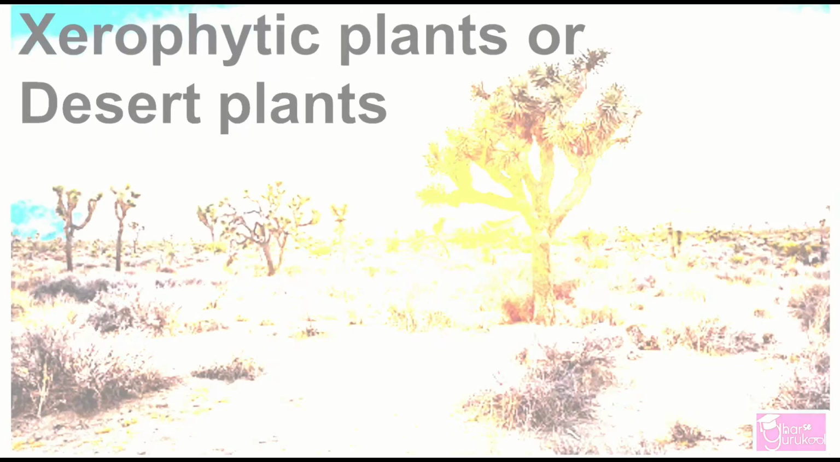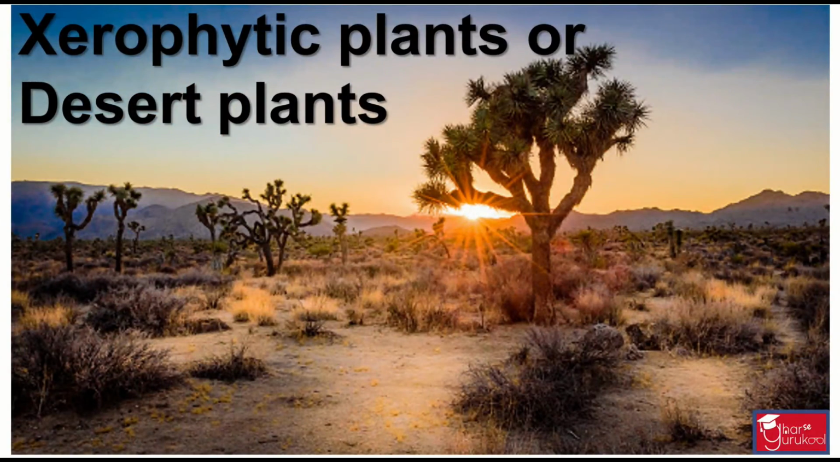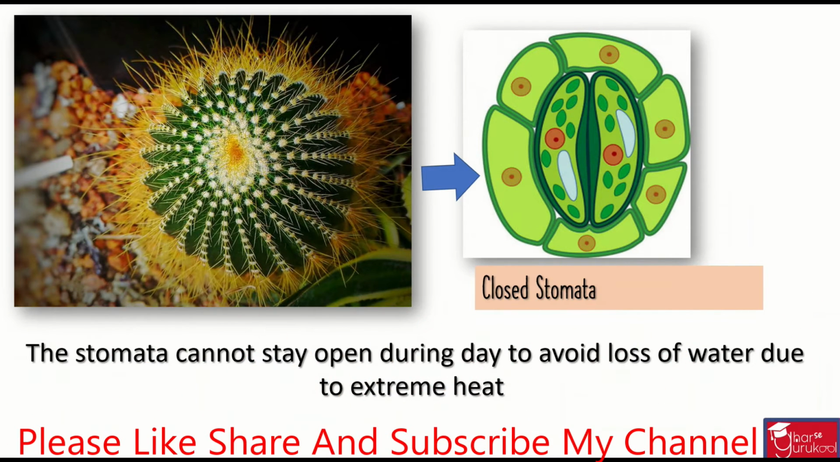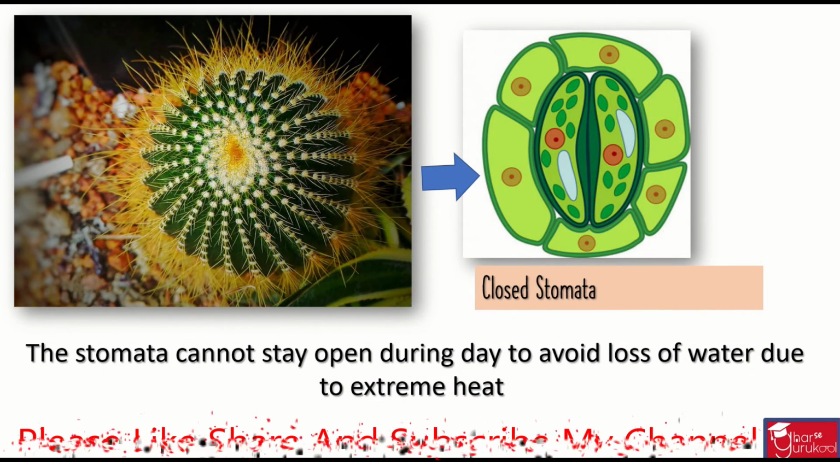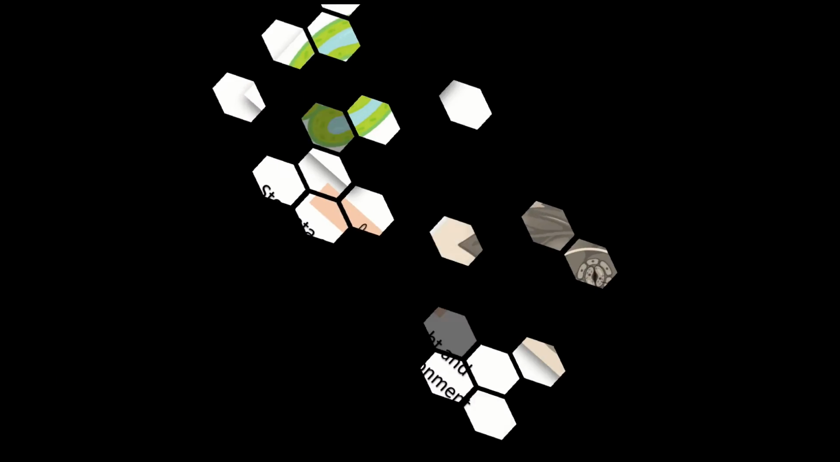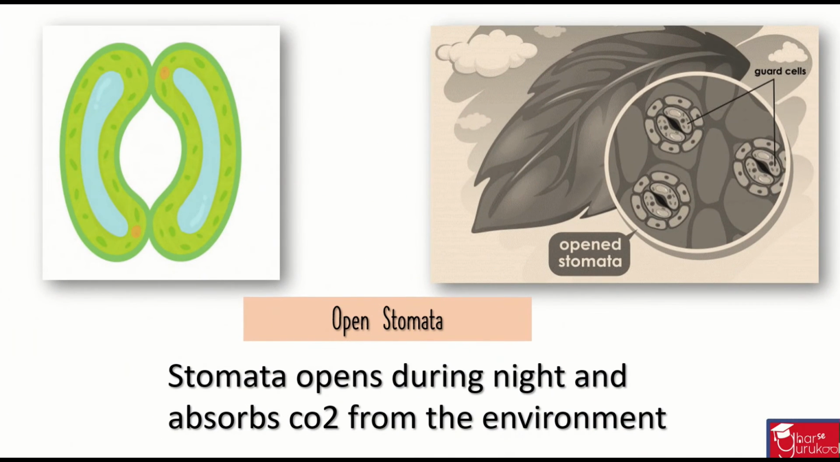Now let's talk about xerophytic plants or desert plants, and let us know how they make their food as they do not have plenty of water. So, xerophytic plants, also called desert plants, complete the process of photosynthesis in two parts. As the stomata cannot stay open during the day to avoid loss of water due to extreme heat, they open during night and absorb carbon dioxide from the environment.